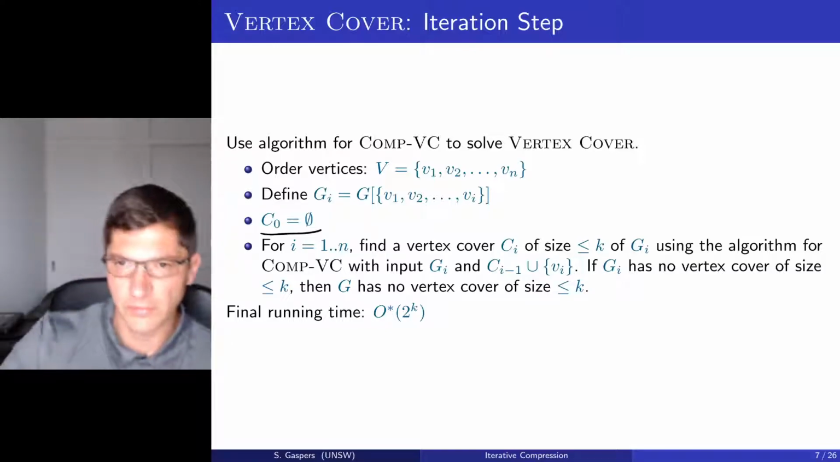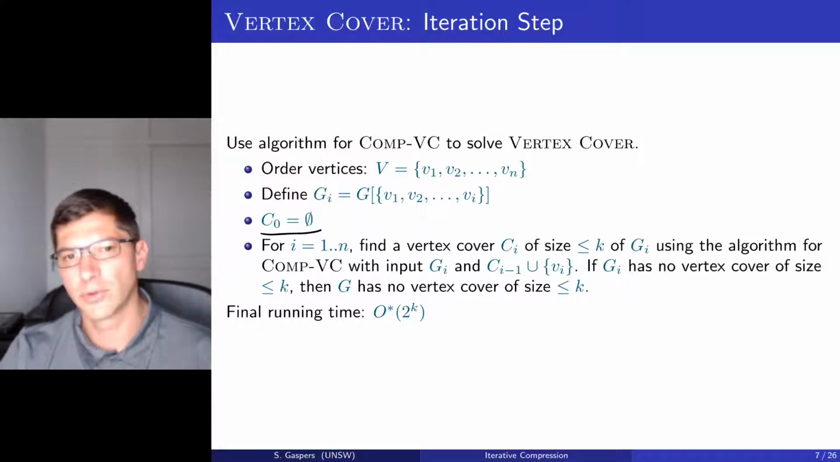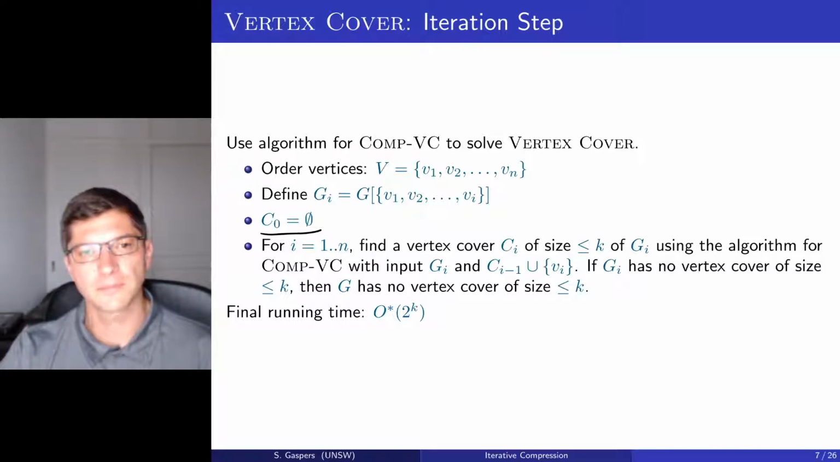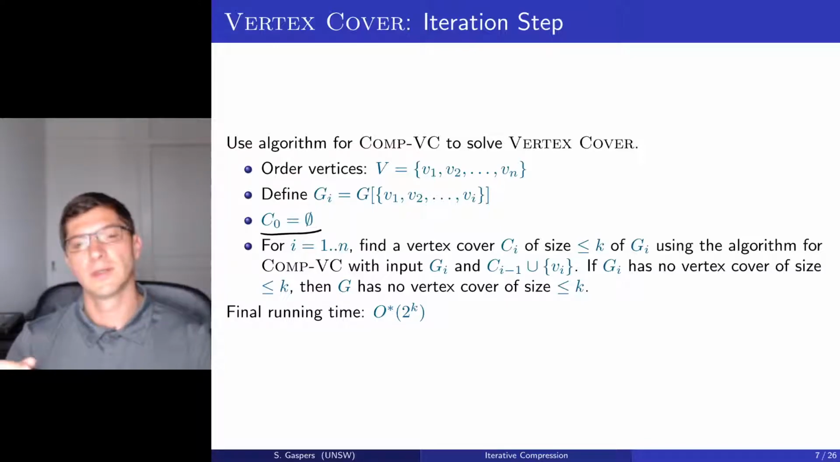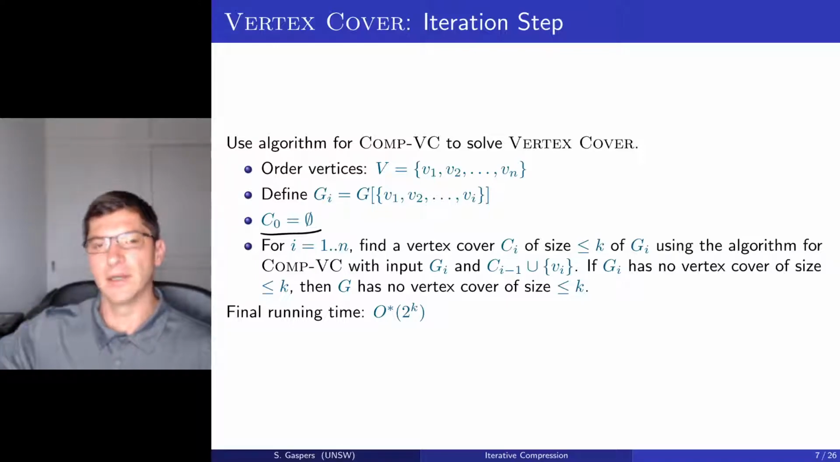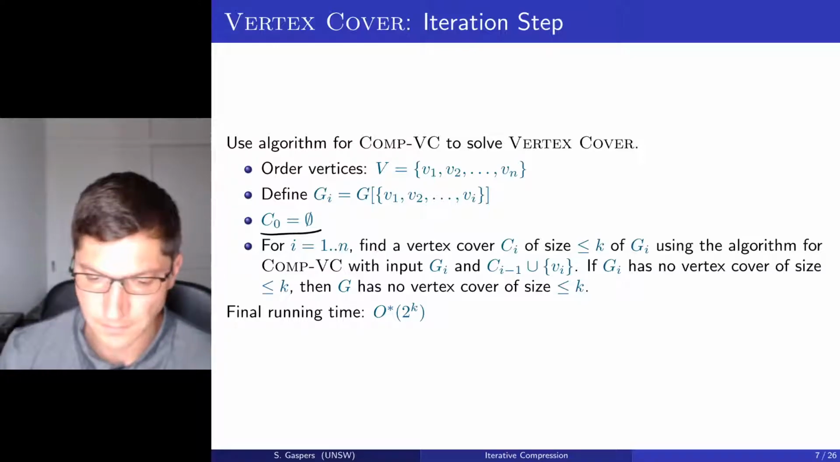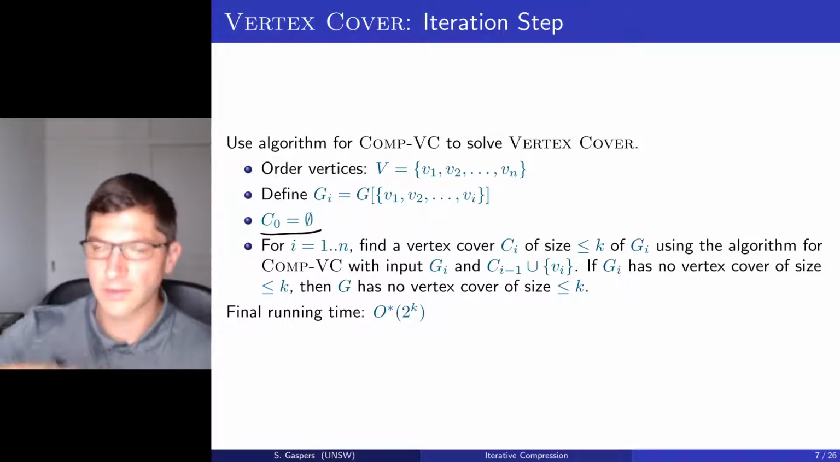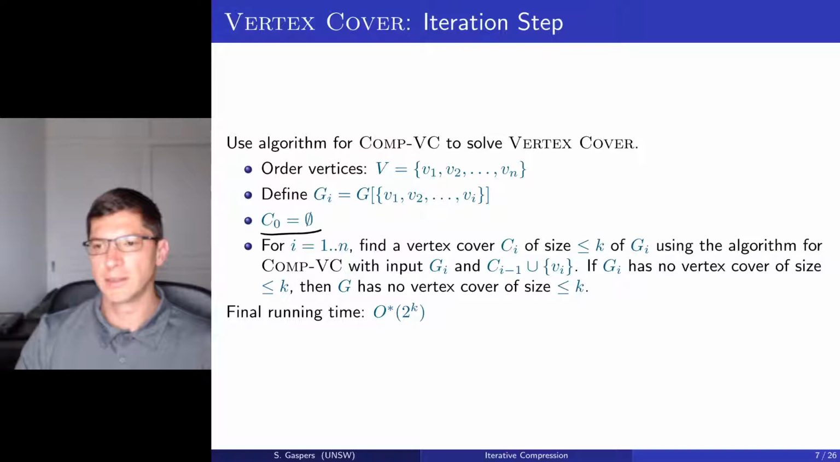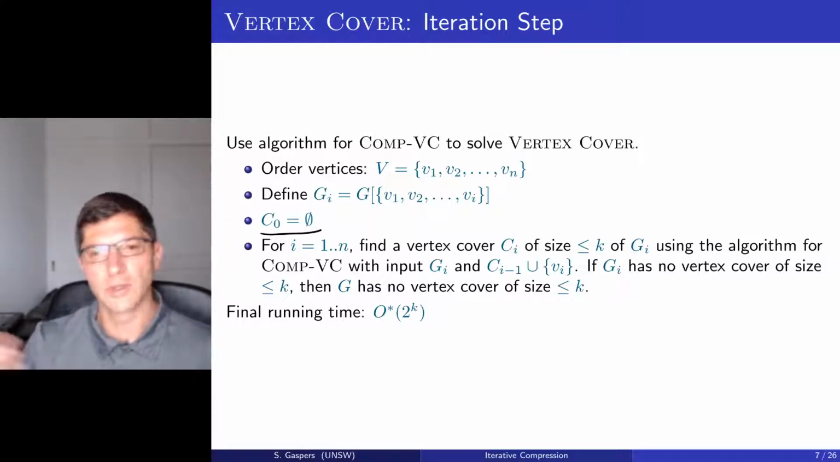Now, if Gi has no vertex cover of size at most k, then of course G has no vertex cover of size at most k, because this vertex cover must cover all of the edges of Gi already. And any vertices that will be added in the future will not help to cover these edges that are in Gi. Okay, so we are starting from the empty graph and add the vertices one by one. Each time we compute a vertex cover of size at most k, if one exists, and then we obtain a new vertex cover for the next step by just adding the new vertex that gets added to the graph. And then each time we compress again.